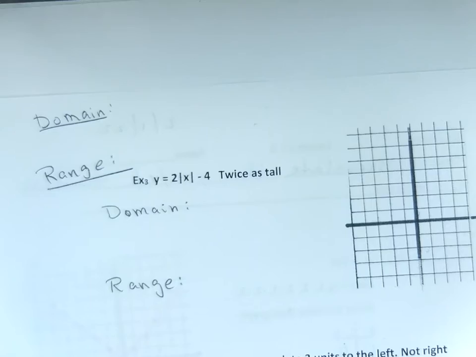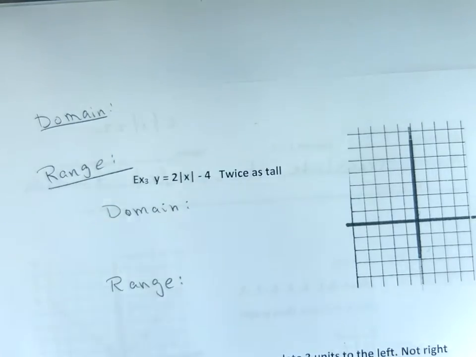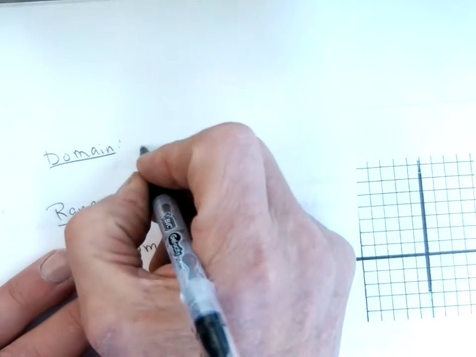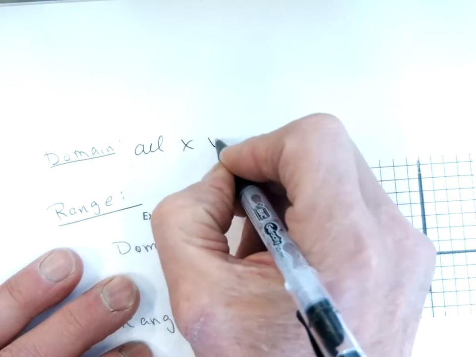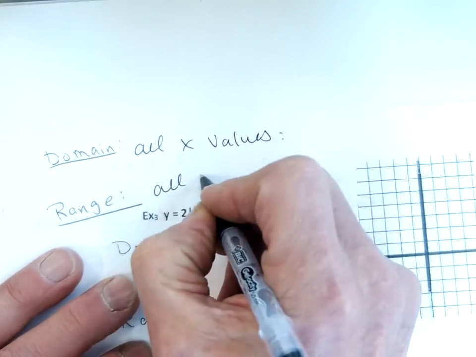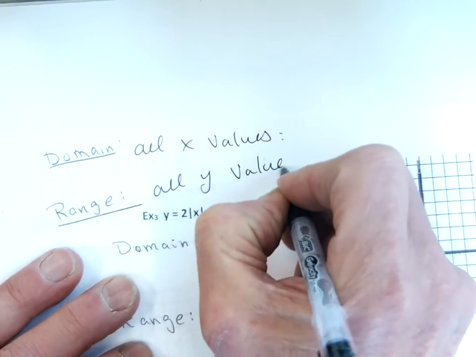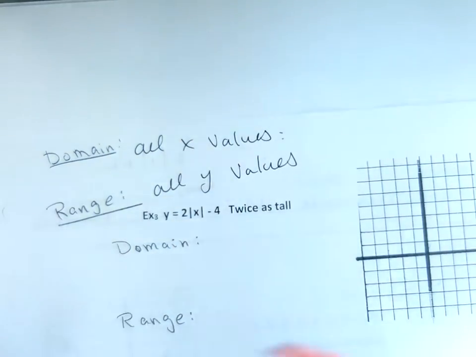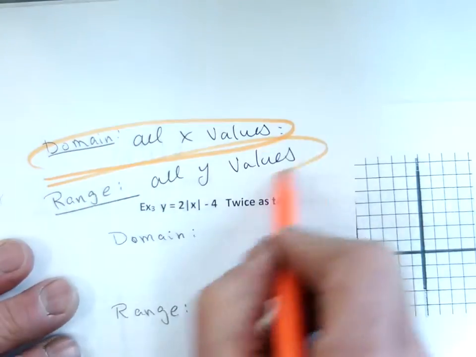All right, now, domain. We know that domain is all x values. And we know range is all y values. Okay, I'm going to put that on my notes. I'm going to highlight that because that's important stuff, okay?